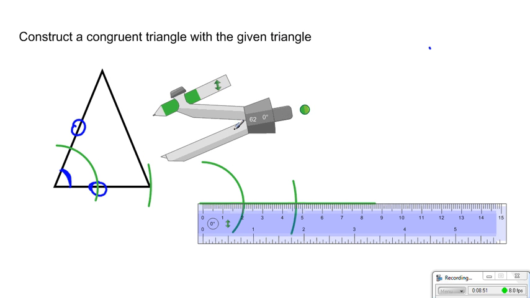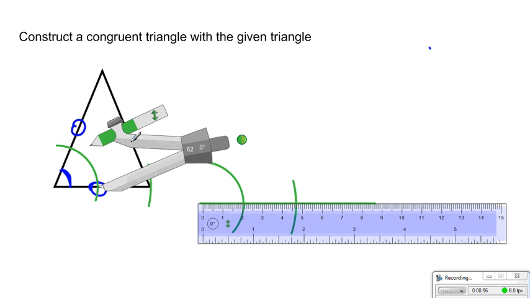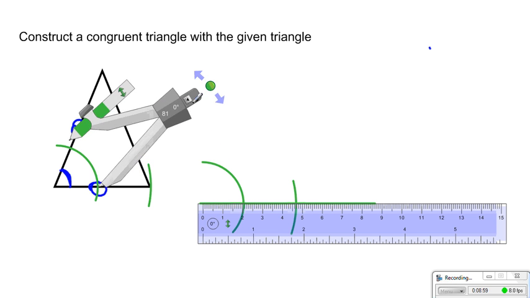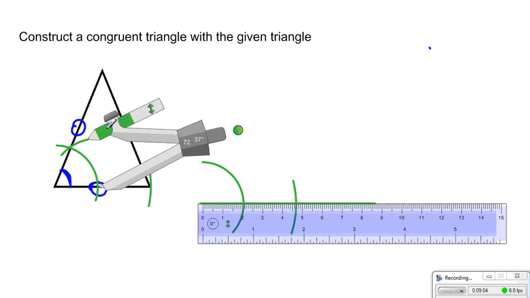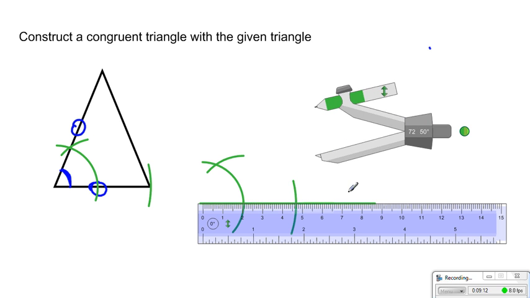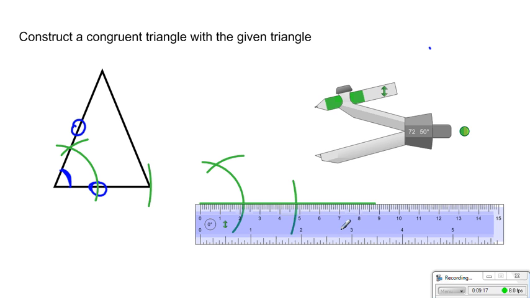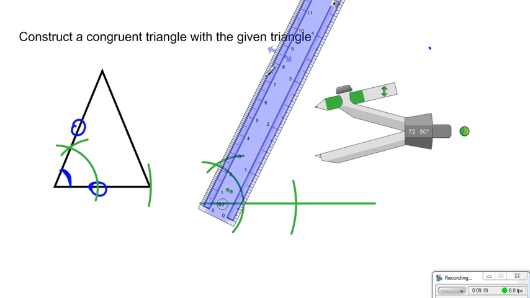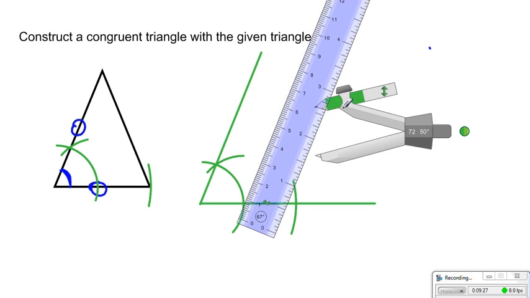Now, after that, what we can do is measure the spread right over here, measure the spread of the angle. Then connect the intersection with the second line segment.